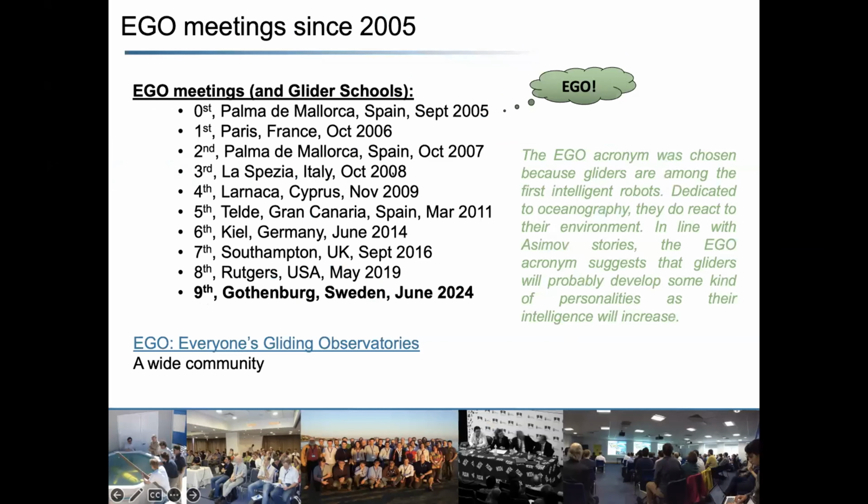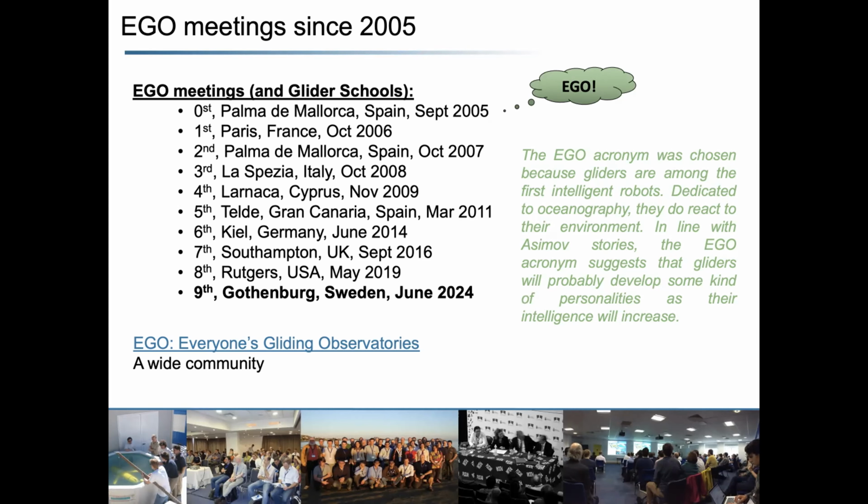Yes, so I would like to present a bit what the community is. The community is the EGO community, so it's really Everyone's Gliding Observatories. It's a community that attends meetings, and they are called EGO meetings. I would like to remind that this acronym, Everyone's Gliding Observatories, was decided by a small group in 2005, and it was chosen because gliders are among the first robots, and it was a bit in line with the stories of Isaac Asimov about robots, which would suggest that the gliders will probably develop some kind of personalities as their intelligence increases.